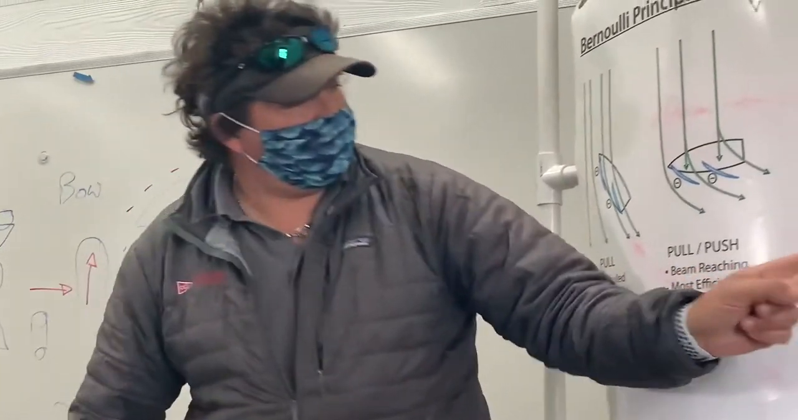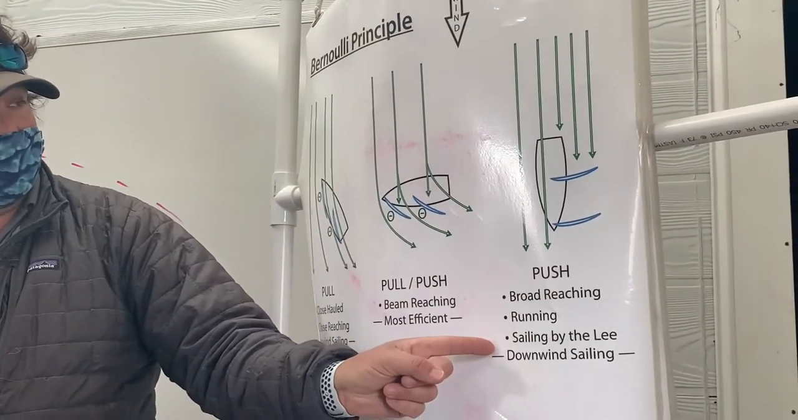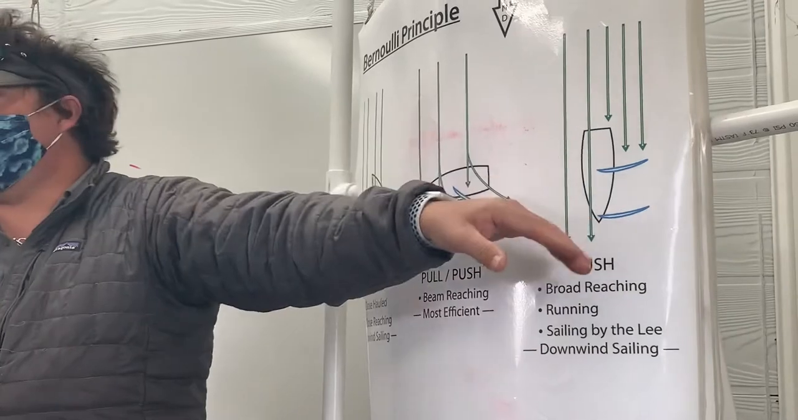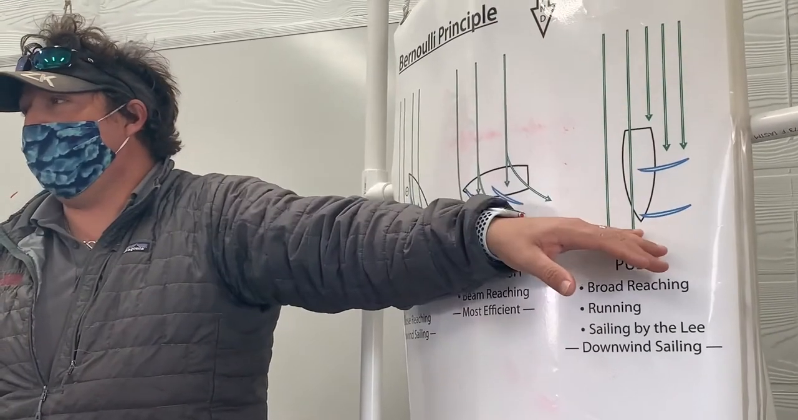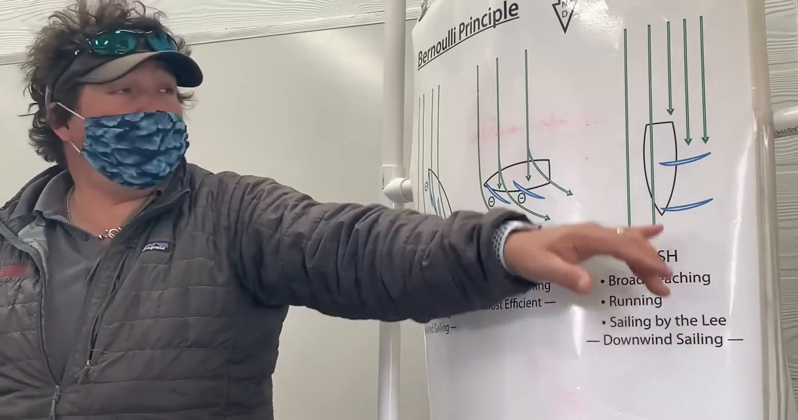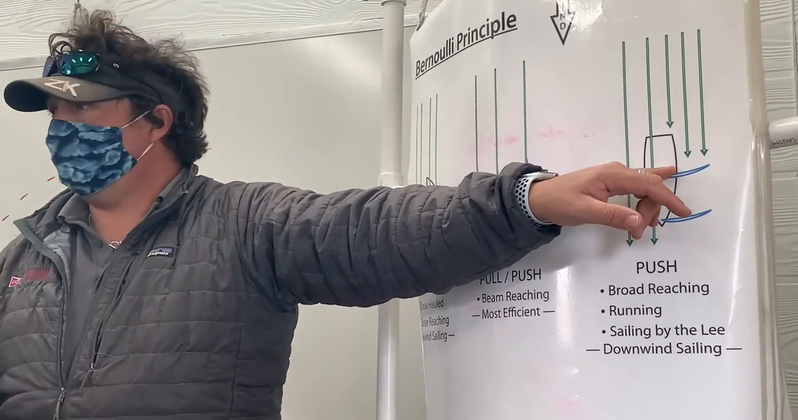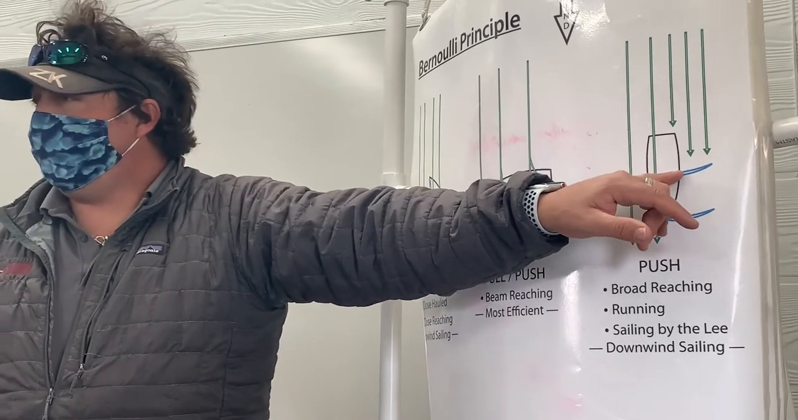Downwind sailing, broad reach, running, sailing by the lee, when we're sailing downwind, okay? There's no physics involved. We're just catching as much air as possible and being pushed downwind. That's why we want to get the sails out as far as we can so we can catch as much air as we can. Does that make sense? Is anyone a kiteboarder here?